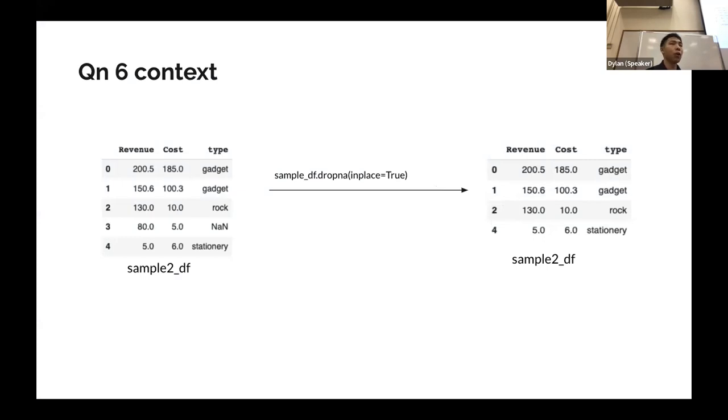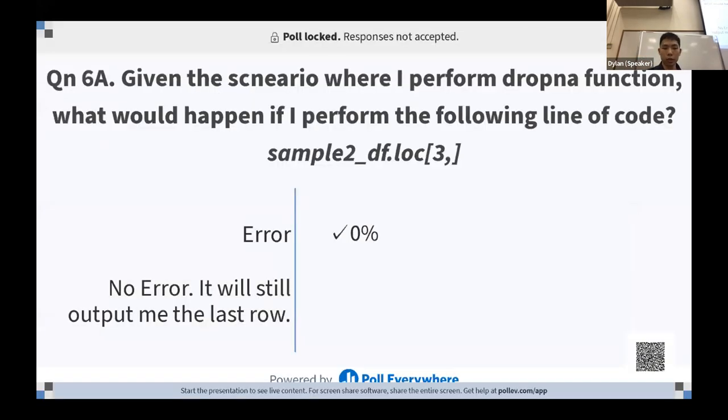So it's something for you to take note of when you do dropna. The customary practice is to just reset the index, and it'll make your life easier when you drop the NA. Okay? So that's something to take note of, because Pandas won't help you reset the index. You have to do it manually. Okay? So the next question.